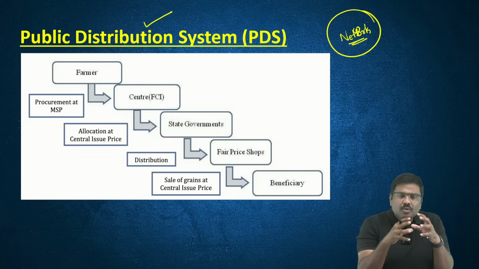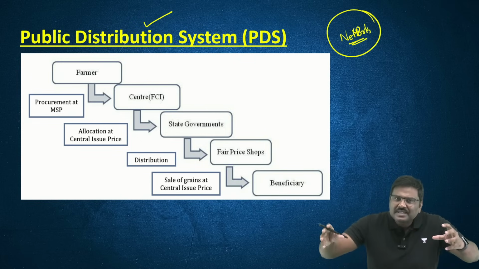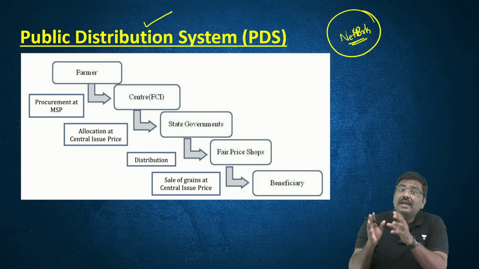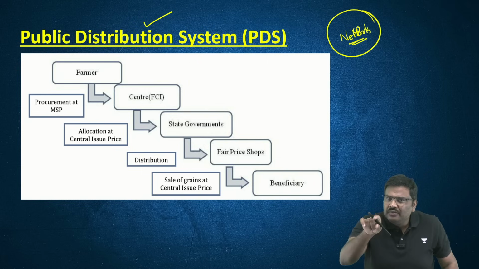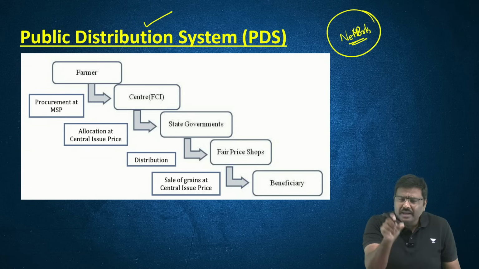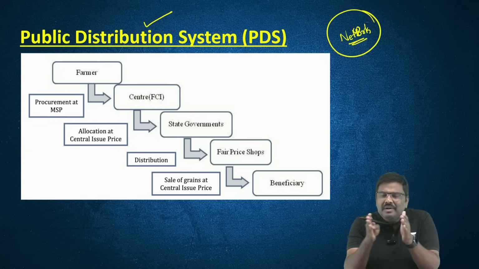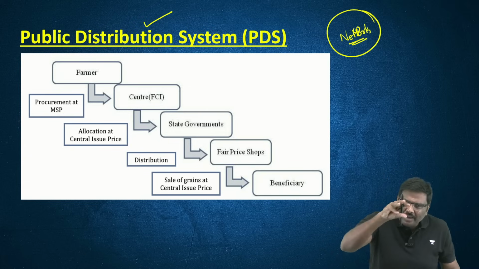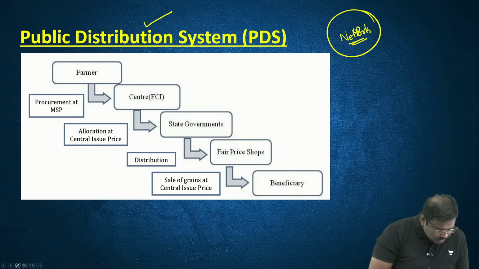So, essentially what has happened here is, over a period of time, we have developed this network of fair price shops, and using these fair price shops, we are identifying beneficiaries and distributing the food grains. That is called the public distribution system. But what are the stages in the public distribution system? What are the important phases in the public distribution system? Please make a note of all of this.